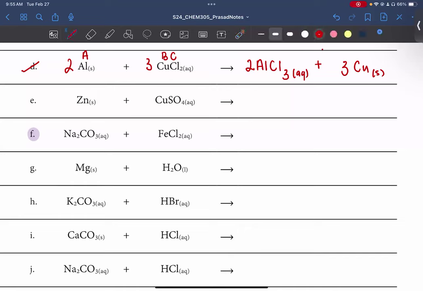All right, 9:55. In the interest of time, the answer is 2NaCl, and NaCl is aqueous, plus FeCO3. And if I remember correctly, this is not an exception, therefore, it is aqueous. All right, on that one, CO3. No, I'm sorry, it is insoluble. That's all right. Okay.